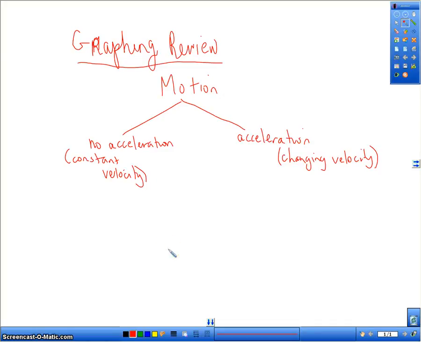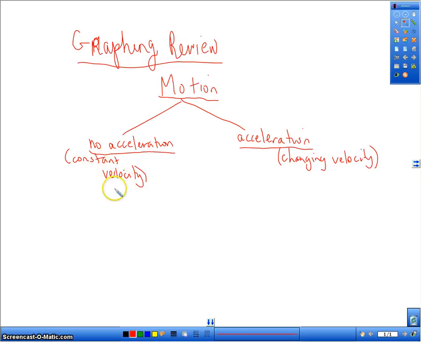Okay, so we're going to do a graphing review, and hopefully this won't take very long because you guys are pretty familiar with the graphing, I believe. We're going to be graphing motion, and we're going to talk about two categories. One category is going to be motion that's not accelerating, and the other category is going to be considering motion that is accelerating. So I'm going to start with motion that's not accelerating. We talked about this last year.